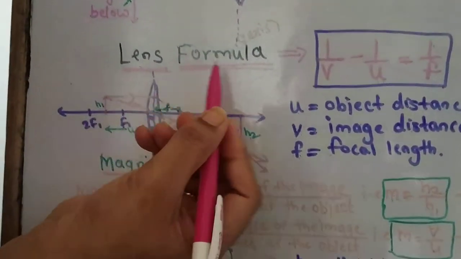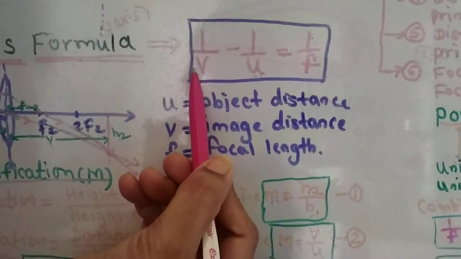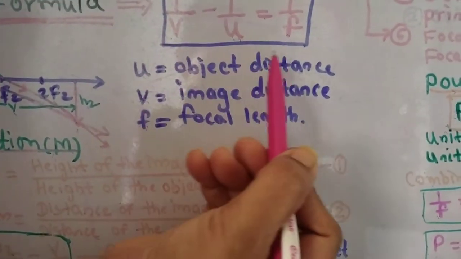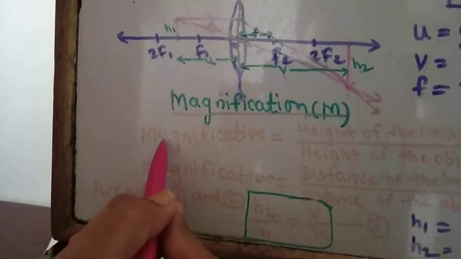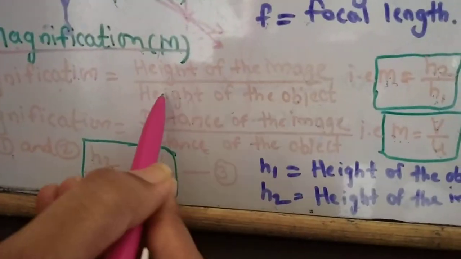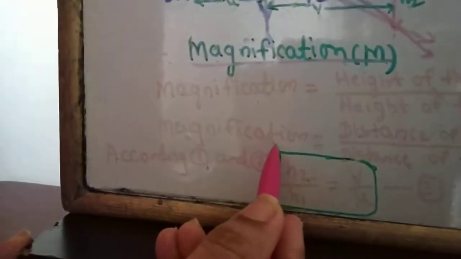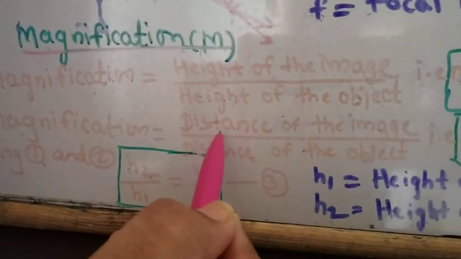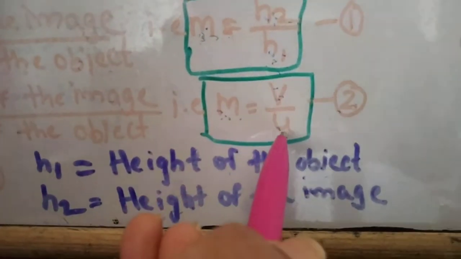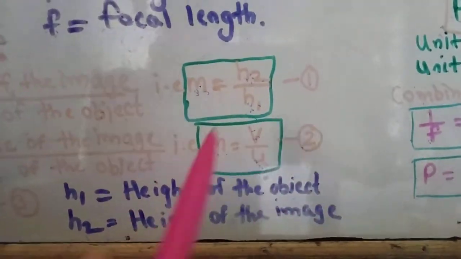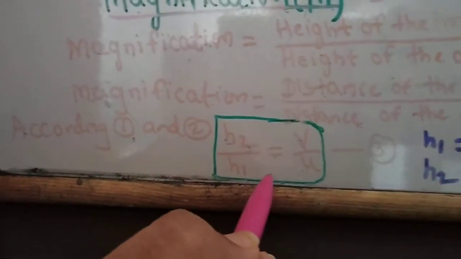Okay, this is a sign convention. Then lens formula, 1 upon v minus 1 upon u is equal to 1 upon f. v is the image distance, u is object distance, f is a focal length. Then magnification formula, magnification is equal to height of image upon height of object, means m equal to h2 upon h1. Second magnification formula, equal to distance of image upon distance of object, means m equal to v upon u. When combined, h2 upon h1 equal to v upon u.